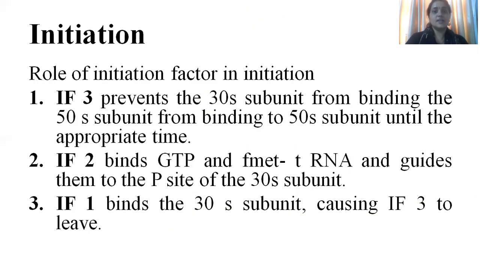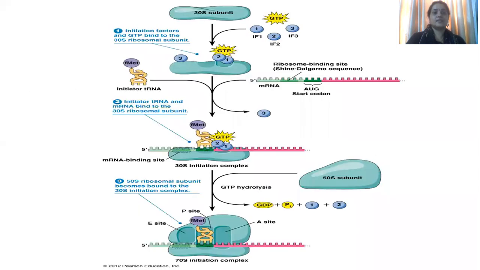So let's move on. See, this is IF2, which is coming with the GTP, and IF3, which was attached with the 30S subunit. Now the initiator tRNA will come over here, IF3 will leave, so the 30S ribosomal subunit will be free, and this fMet tRNA, the initiator tRNA, with initiation factor 2 will come over here, and IF1 will give a signal to IF3 to leave.